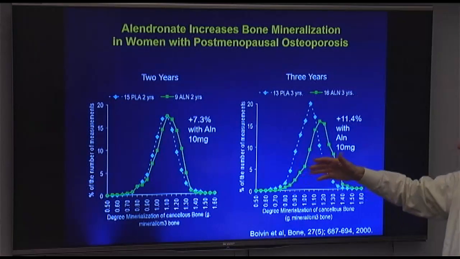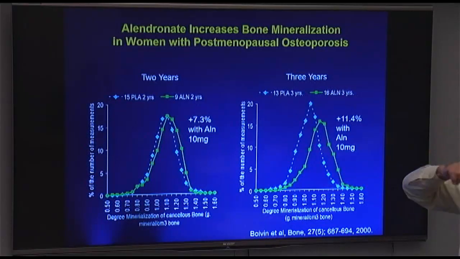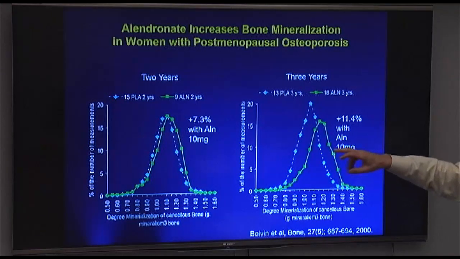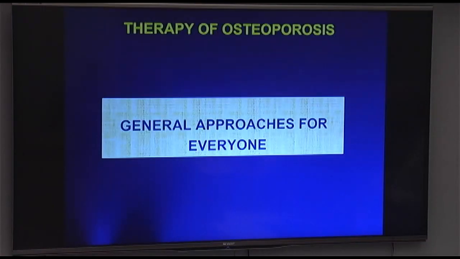And this is an example of alendronate, an old study, 10 milligrams a day in those days. Alendronate was given as a daily treatment. And you can see that over time, 3 years after alendronate, mineralization density increases. And that's important. It's not just mineral density, but mineralization density with the anti-resorptives, particularly the bisphosphonates, can be improved.